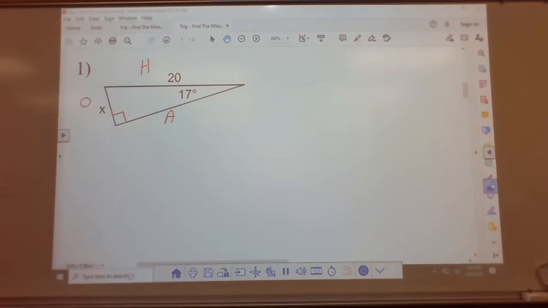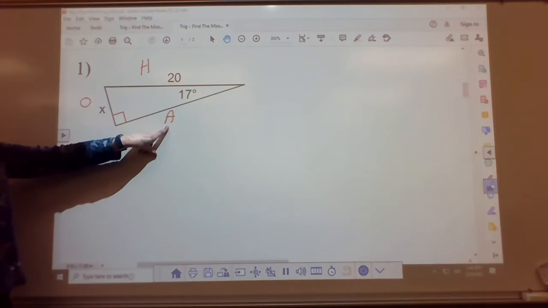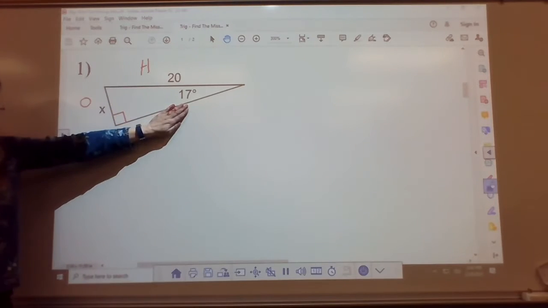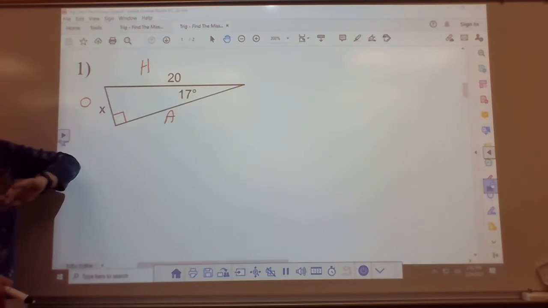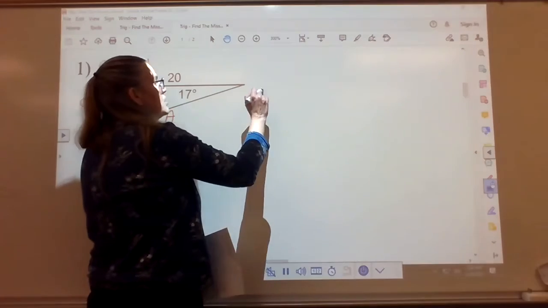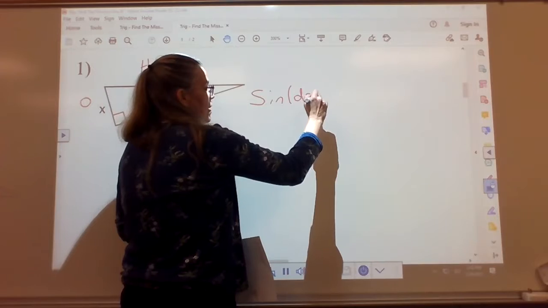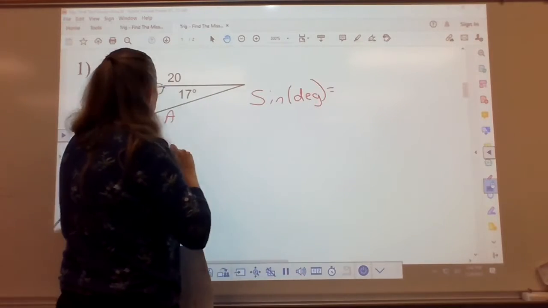So now that I know what sides we're using, we can go ahead and pick our trig function. Now I can't use A because there's nothing there. So I need to pick a trig function that uses an O and an H. So my trig function is going to have to be sine, because that's what uses an O and an H. The other ones all use an A. Now this first one, I'm going to write everything out, and then after that, I'm going to start shortcutting a little bit.